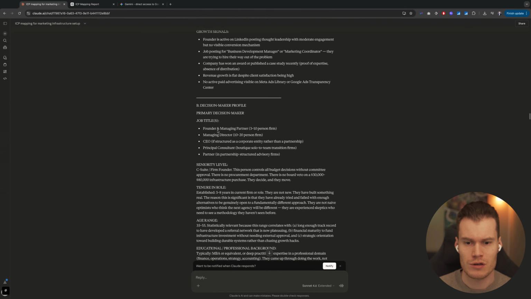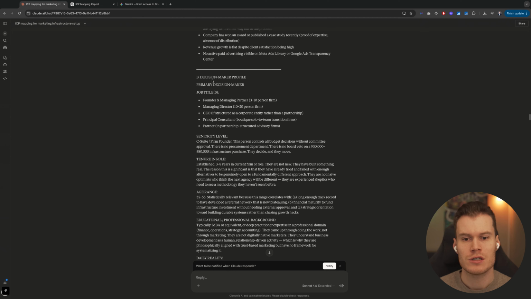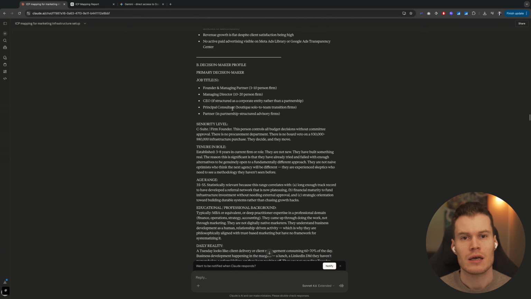The decision maker, in terms of founder, managing partner, managing director, CEO, principal consultant, and partner. The beautiful thing with the decision maker profile is that I can take this and plug it directly into LinkedIn, run the extract of those, and run that against our actual ICP to see the leads, or the prospects and profiles we're able to find, and how well they match this particular profile and segment.